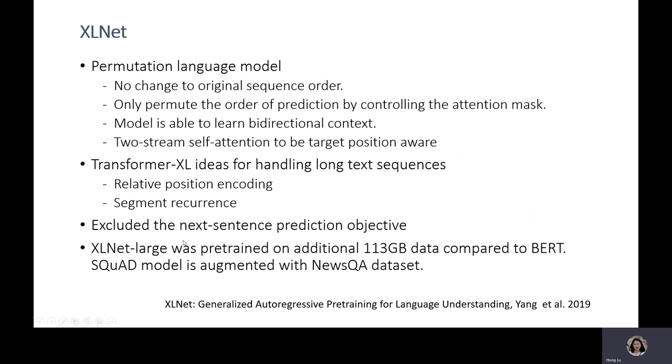And it excluded the next sentence prediction task of BERT. I'm not sure if they're the first ones to do this, but most of the papers that came out later found this task hurting model performance rather than helping. And data-wise, XLNet was pre-trained on much more data than BERT, and they also added the NewsQA dataset to their SQuAD model fine-tuning.